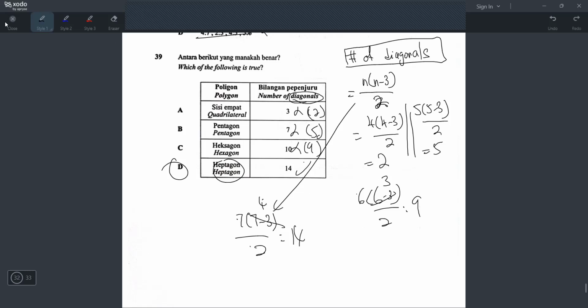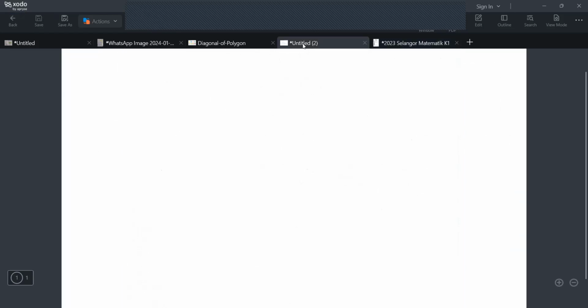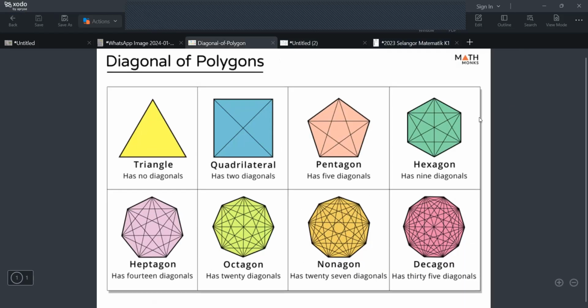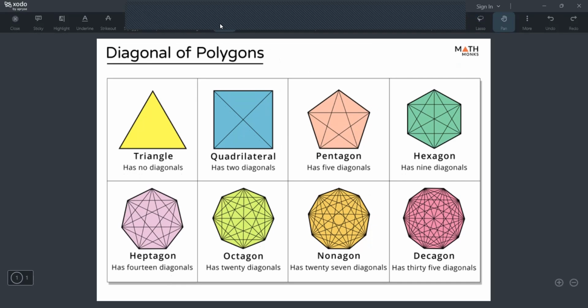Okay, let me show you a file. Let me explain a bit. Where is it? This one. Diagonals of polygon. So I want you to look at this shape. Triangle has no diagonal. Quadrilateral has 2. Pentagon has 1, 2, 3, 4, 5. This one has even more, and even more, and even more. Right? So if you look, decagon has 35 diagonals, right?